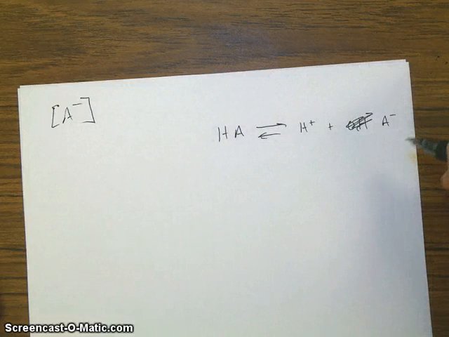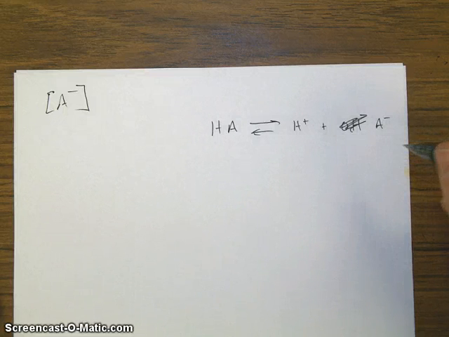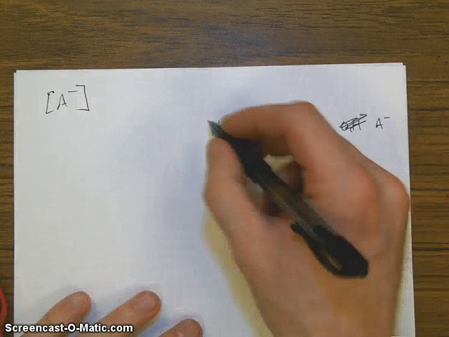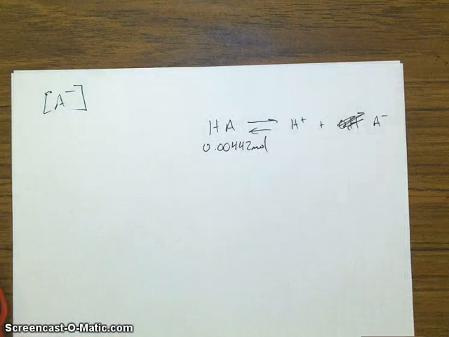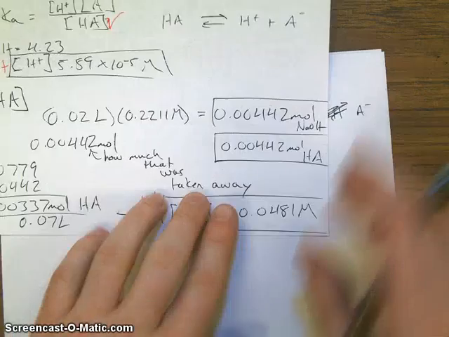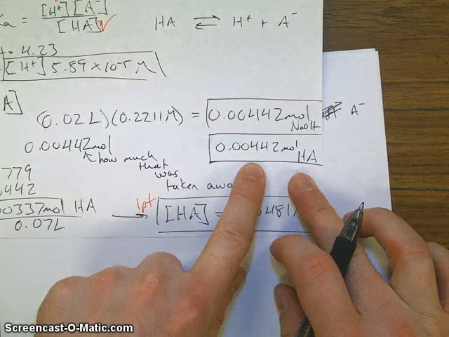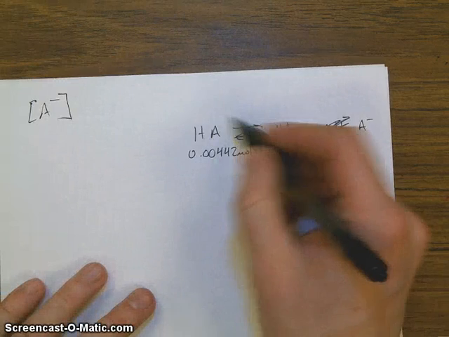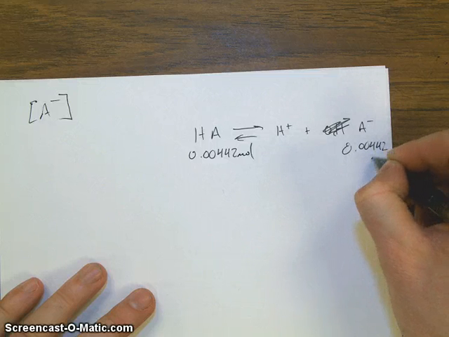And when I look at this carefully, I notice that I know exactly how many moles of A minus I actually have here. The way I know is that I know I began with 0.00442 moles of this. You may be like, well, how did you know that? Well, hey, we figured that out here. Remember the HA? To figure out the concentration of HA, I had to know how many moles of this were used up. So all the moles of the HA that were used up produce the same amount of moles of A minus that I have here.